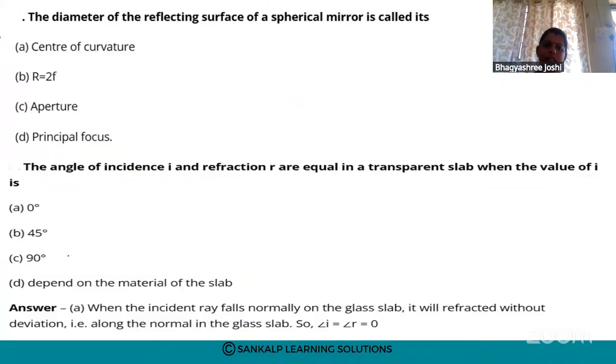Next one. The diameter of the reflecting surface of a spherical mirror is called its aperture. That we call it as an aperture. Remember. The angle of incidence i and refraction r are equal in a transparent slab when the value of i is 0. Right? When the incident ray falls normally on the glass slab, it will refract without deviation, that is along the normal in the glass slab, that is angle i is equal to angle r is 0.